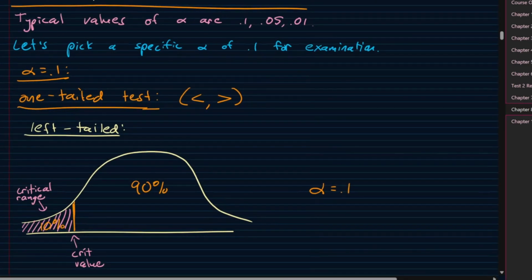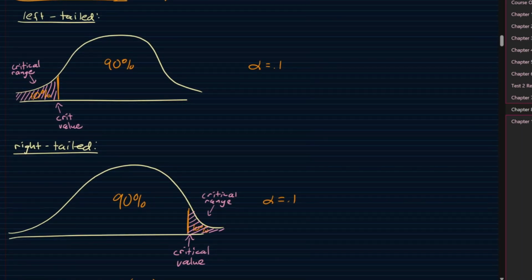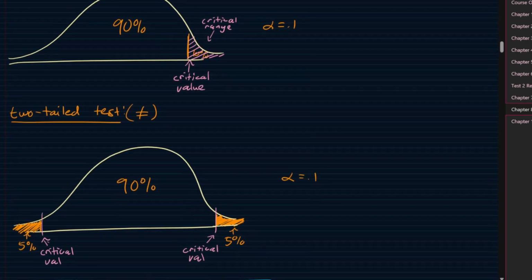And so if we use a less than, it's going to be a left-tailed test. If we've got a greater than, it's going to be a right-tailed test. And for the not equal sign, that's a 2-tailed test. And so you've got to divvy up the remaining percentage equally amongst each tail, essentially. That's a left tail and a right tail.